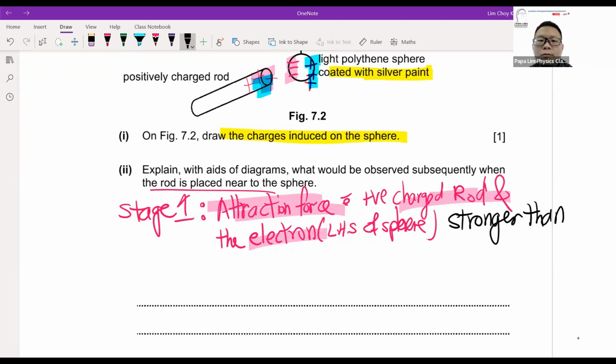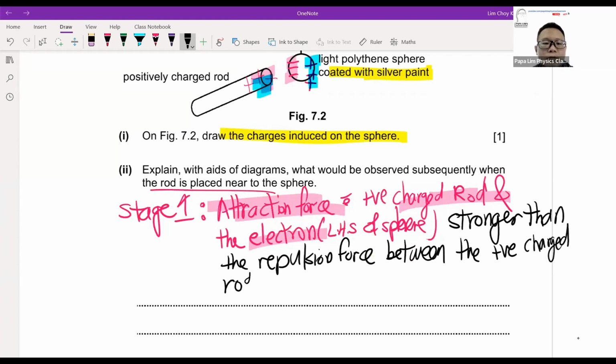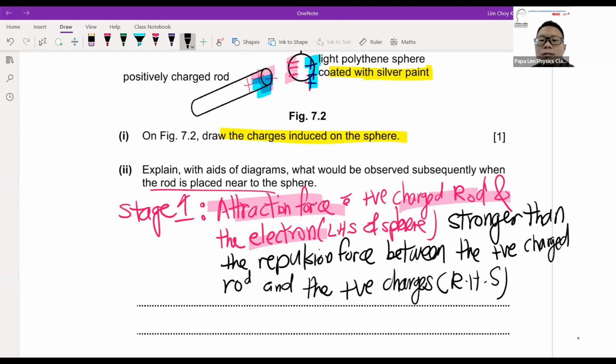The repulsion force is between the positive charges of the rod and the positive charges on the right-hand side of the sphere. You need to understand the force between the positive and negative, which is the blue color highlighted one; I color coded it. The attraction force is between the positive and negative charges. The opposite charges' force is actually stronger. Why? Because they are nearer to each other as compared to the positive charges. So that's why your attraction force is stronger.